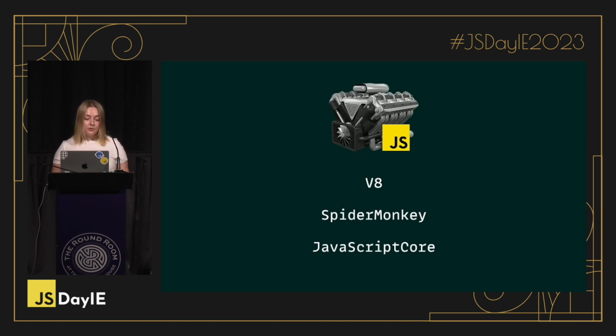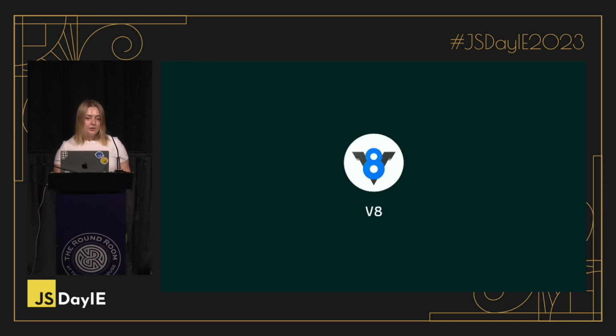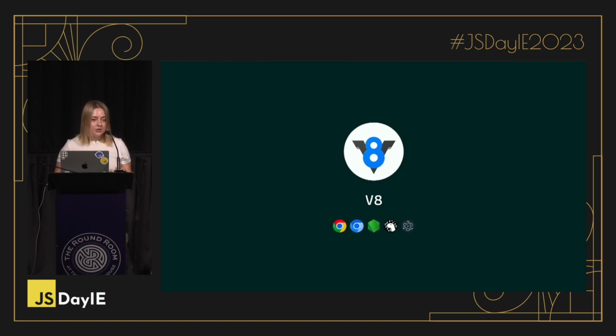In this talk, I will focus mainly on V8, which is arguably the most popular JavaScript engine out there. It is used in Chrome and other Chromium-based browsers like Edge, Opera, and Arc, Node.js and Deno, Electron, and more. V8 itself is written in C++ and is open source. So if you want, you can go and check out the code for yourself.